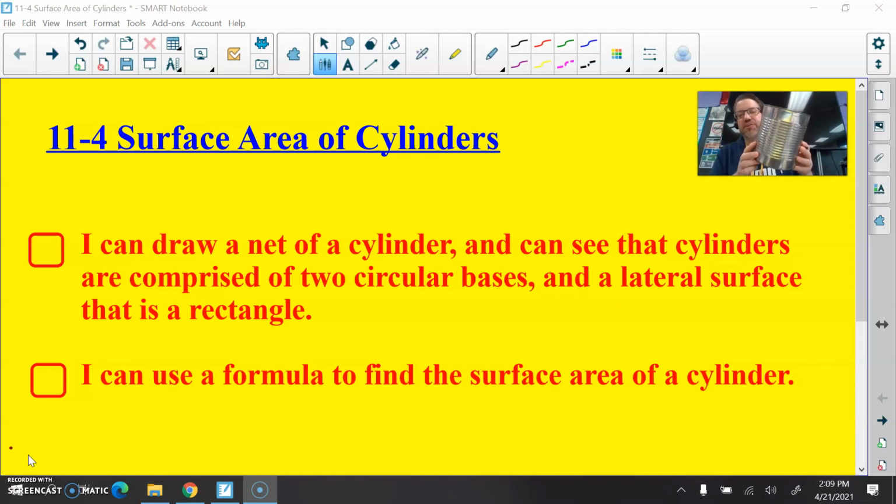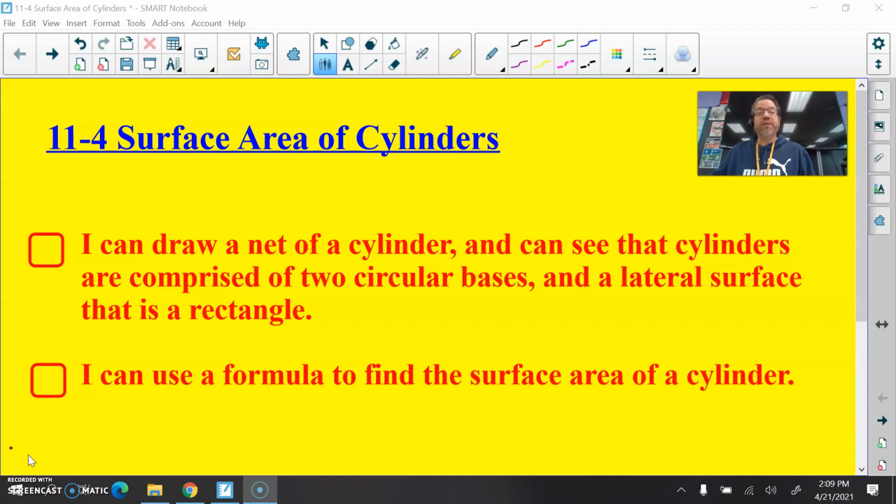Here's an example of a cylinder right here, this can. You see the bottom is a circle, the top is a circle, and then we have this outside surface that wraps around. This is called the lateral surface. It has kind of this corrugated edging here, but it wraps around the outside of the cylinder.